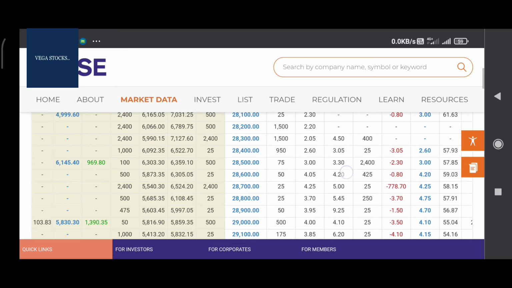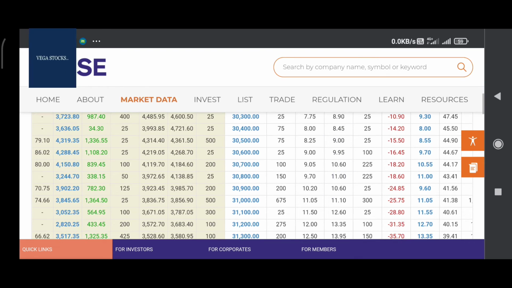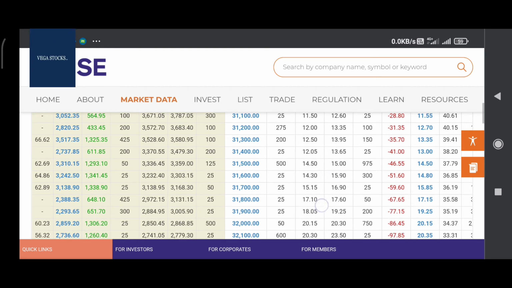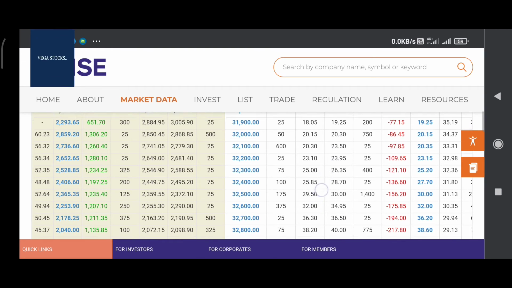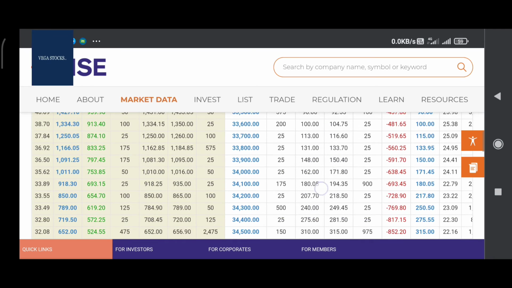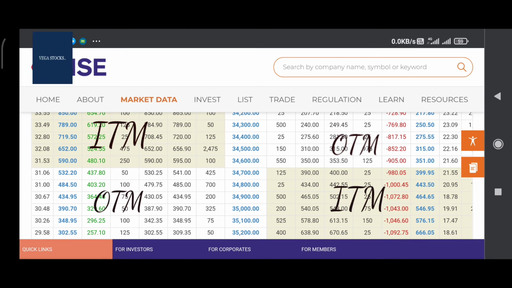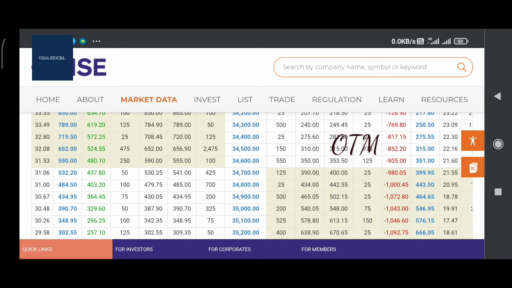So now Bank Nifty has given a closing at 34,606.90. So let's go to the strike price 34,600. So here it is. At the money strike is 34,600. Above 34,600 strike prices are out of money, and below 34,600 strike prices are in the money.